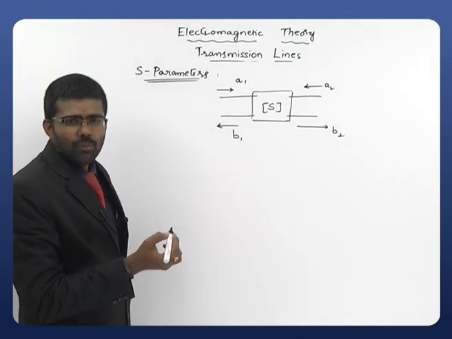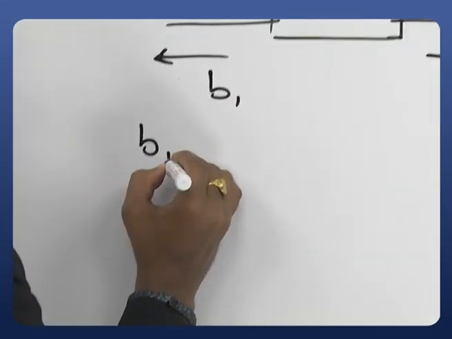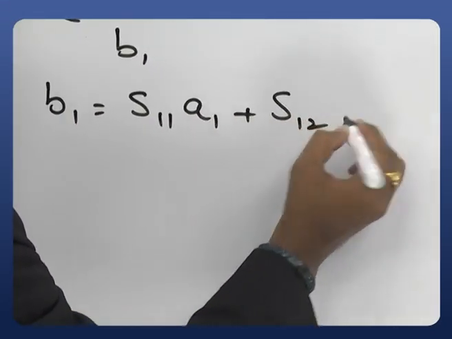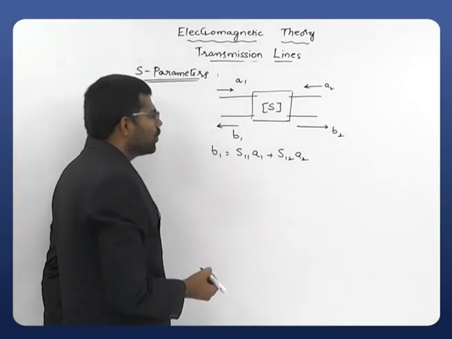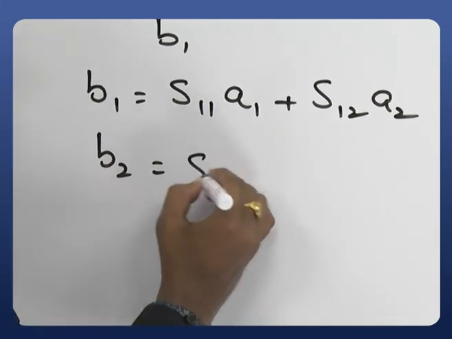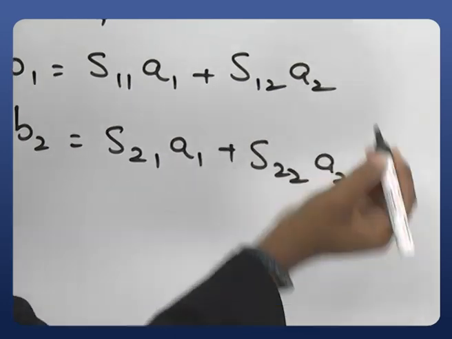Now write down the general equations for our two-port network. If you are writing those equations, what will you get here? B1 is equal to S11 A1 plus S12 A2. Only two ports are there, right? Similarly, for the second port, B2 is equal to S21 A1 plus S22 A2.